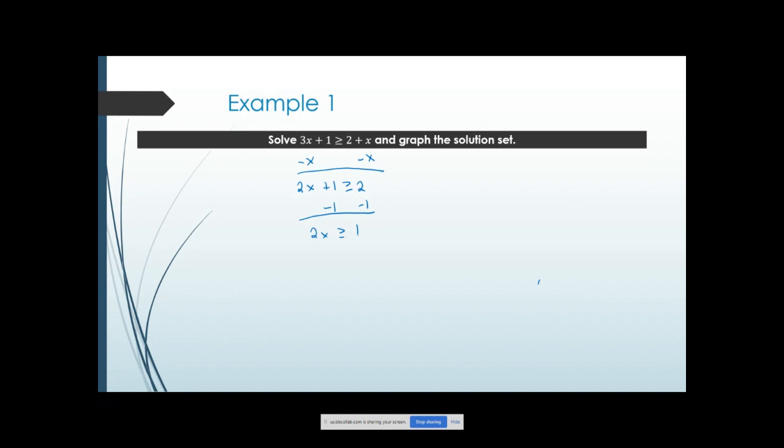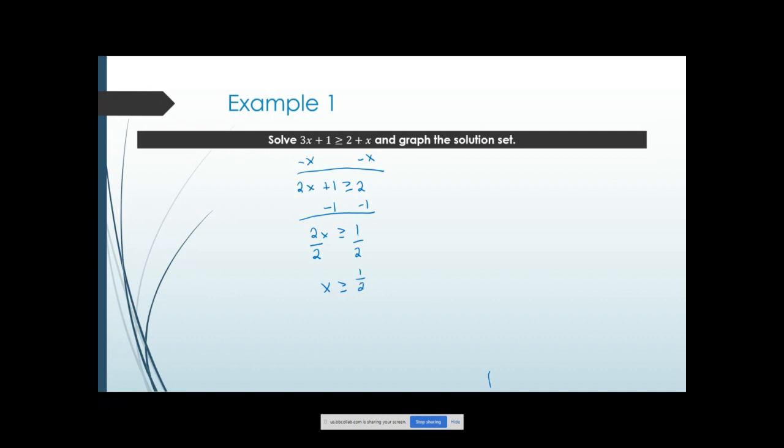So now that I've used the addition or subtraction properties, I now need to divide both sides by 2. Because I'm dividing by a positive, I don't have to worry about reversing the inequality. So this is going to give me x is greater than or equal to 1/2.